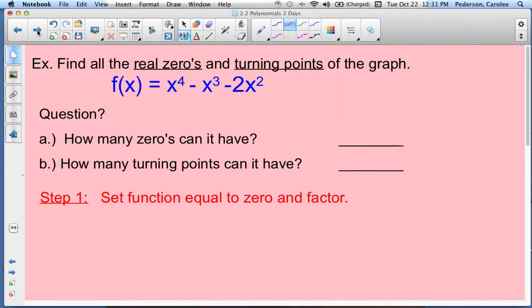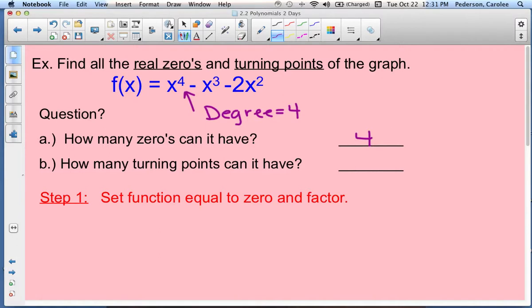So for your notes, make sure you're writing this down in its entirety. Now let's go ahead and do a problem that'll look like what's in your homework. We give you a function, and we want you to find the zeros of the function and how many turning points it has. So our function is f of x equals x to the 4th minus x cubed minus 2x squared. Let's first identify how many zeros there can be up to. That is dependent on the degree. The degree of this function is 4. So that means you can have up to 4 zeros in the function.